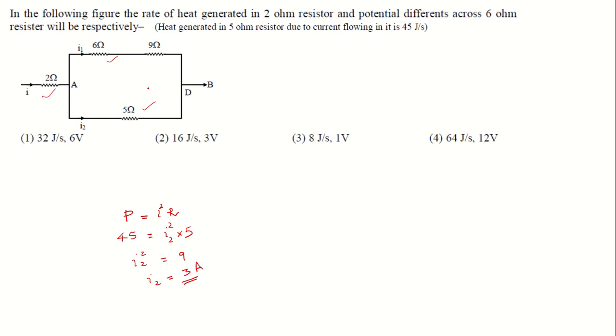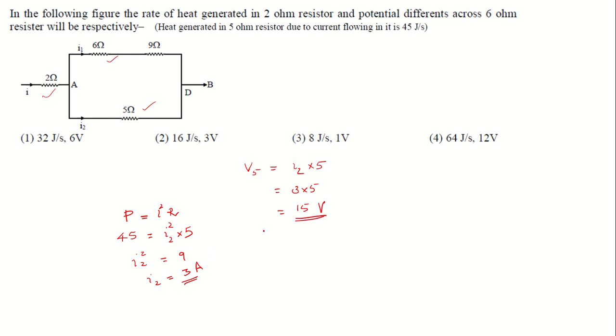We can easily find the potential across AD. That means, in total, what is the potential? We know what I2 and 5 are. So the potential across the 5 ohm resistor is I2 into 5, that is 3 into 5, which is equal to 15 volt. So that is a very important concept.